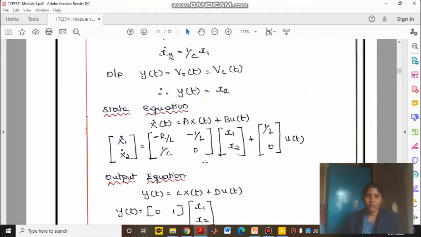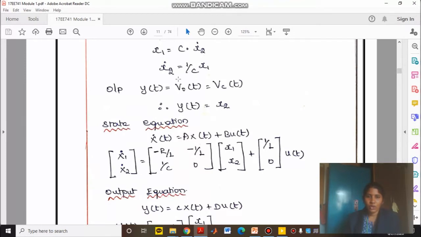Now similarly, what is x2 dot? x2 dot is equal to 1 by C x1. Here you should write the coefficient of x1 in x2 dot, and here you have to write the coefficient of x2 in x2 dot. So your x2 dot contains only your x1 parameter. So x2 dot is equal to 1 by C. Since x2 is absent in this particular equation, you can put 0, plus B. B is nothing but a matrix whose order is 2 cross 1, that is, it has 2 rows and 1 column. And input is u of t.